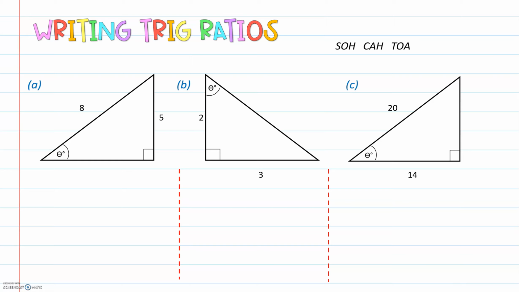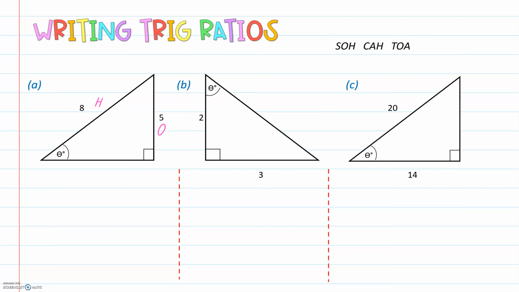steps. The first step is to label the sides. So I know that 8 is the hypotenuse because it is directly opposite the right angle. So I'm going to write H for hypotenuse. And I know that 5 is the opposite side because it is directly opposite the theta. All right, so that's step 1.